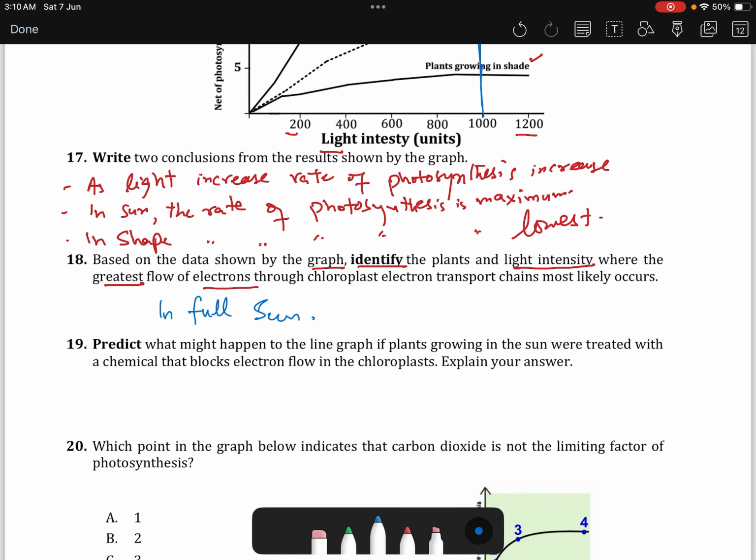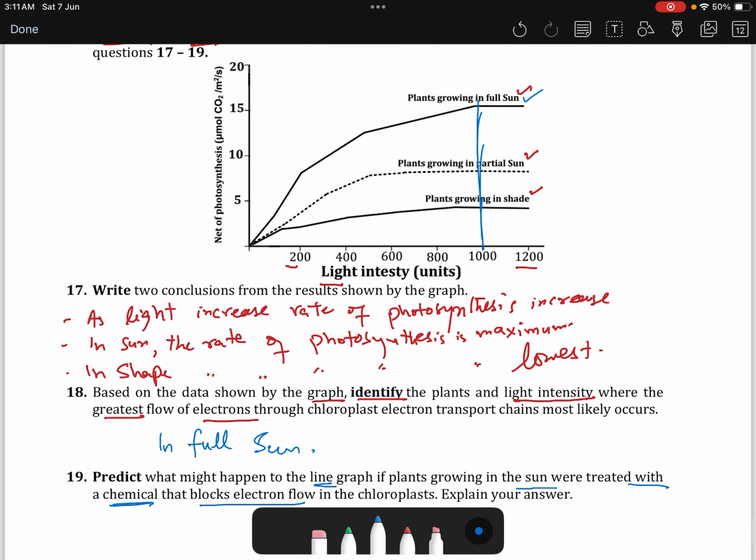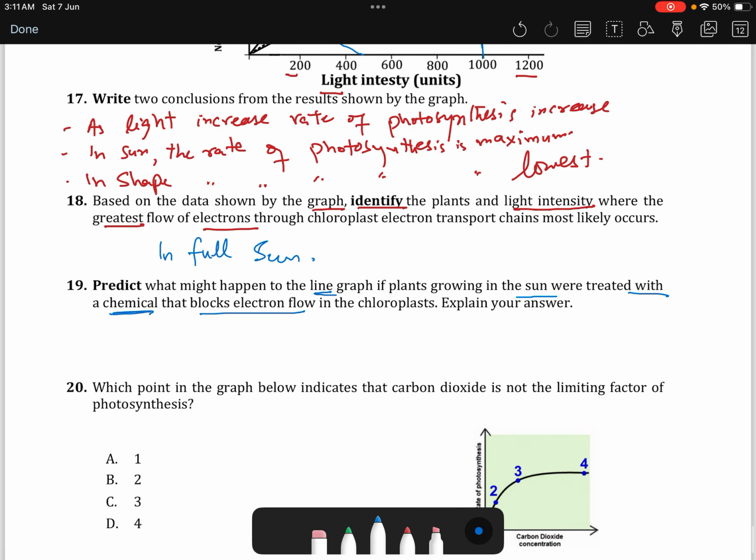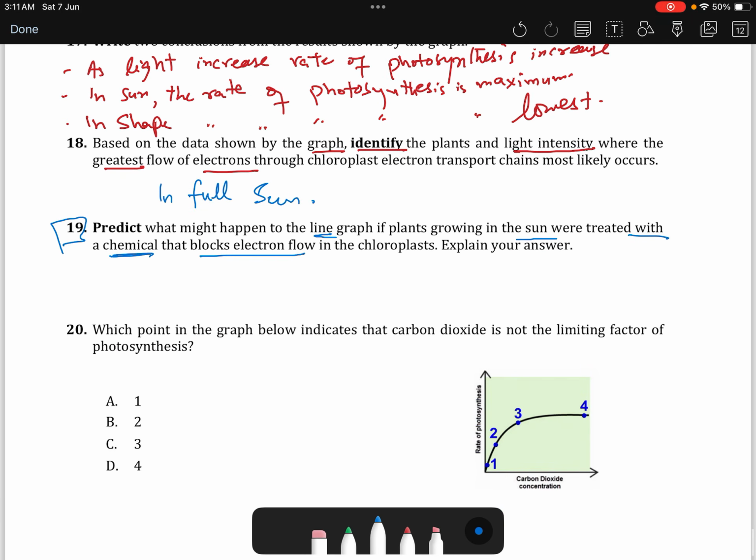Predict what might happen to the line graph of the plant growing in the sun if it were treated with a chemical that blocks the electron flow. When there is a block of the electron flow, of course the graph will not go up, the graph will go down, or it will be shifted toward the lower side. So it's not blocked, it's full sun. If you block it, it will shift down, it will not go up, it will go down like this. You can read the answer key for this question, please.